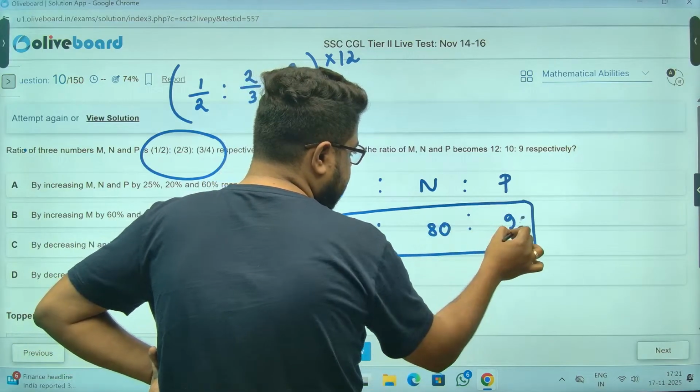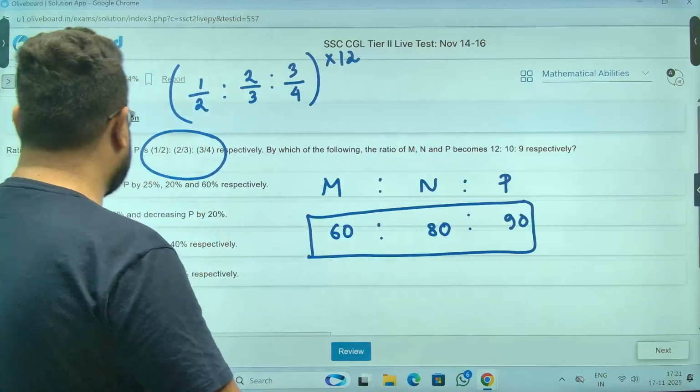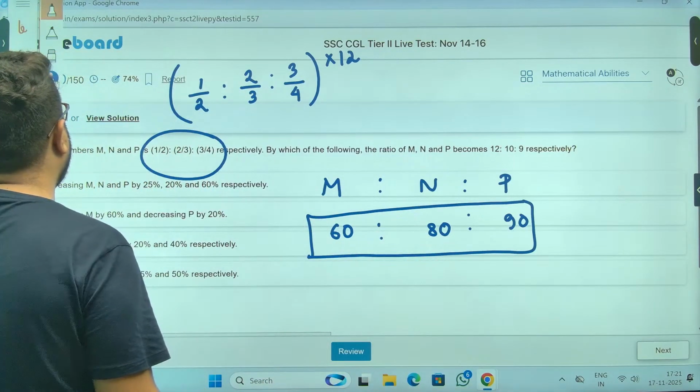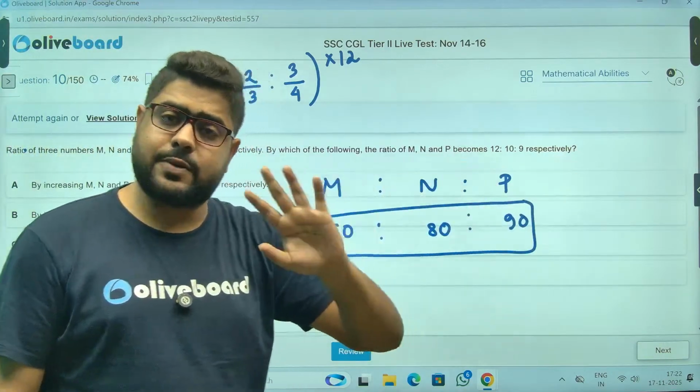60, 80, 90 I'm taking. ठीक है? Because calculation will be easier because of percentage. Chalo, now I have to go for trial and error. ठीक है? If you want, you can take 600, 800, 900 as well. Works.